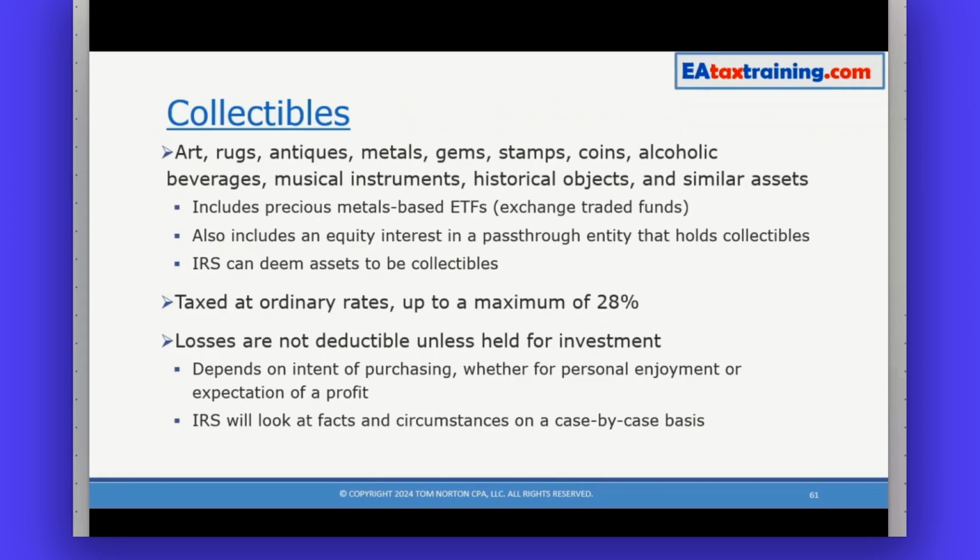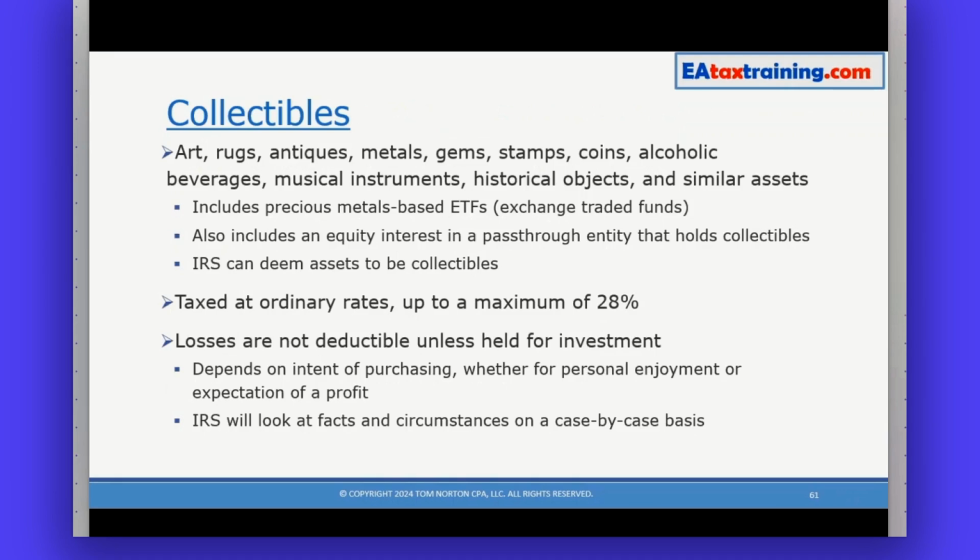Collectibles. So collectibles are going to be things like art, rugs, antiques, metals, gems, stamps, coins, alcoholic beverages, musical instruments, historical objects, and similar assets. Those are collectibles. This is another one of those asterisk items that was on the capital gains tax chart that we showed earlier.